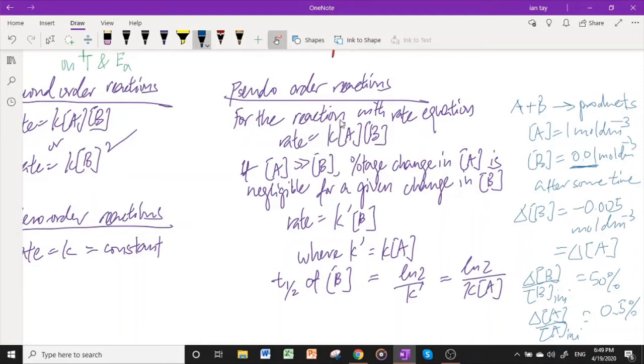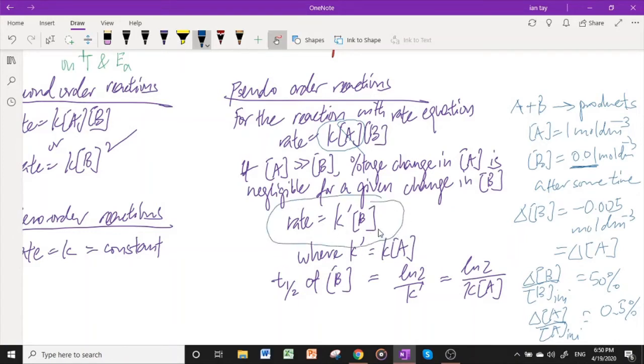So we can group the rate constant and the concentration of A, which is effectively a constant, together and say rate equals k prime times the concentration of B, where this new rate constant k prime equals the original rate constant k times the concentration of A. Now do you agree this is a first order expression?